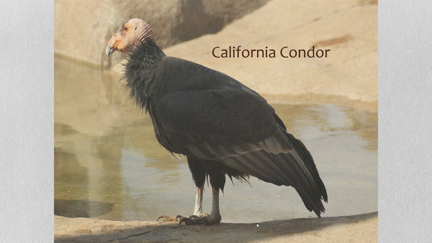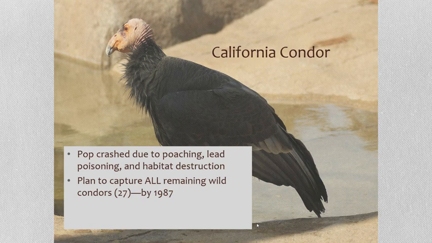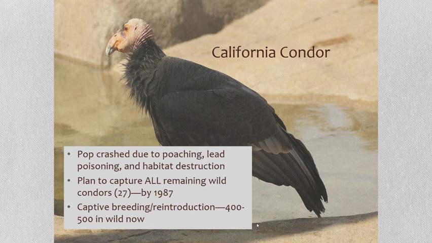Some examples of this, like the California condor, was an endangered species, but bred in captivity and then reintroduced to its habitat. The population had crashed due to poaching and lead poisoning, and of course habitat destruction. By 1987, all the remaining wild condors, of which there were only 27, were captured. They were bred in captivity and reintroduced, and now there's 400 to 500. So fairly successful program there.